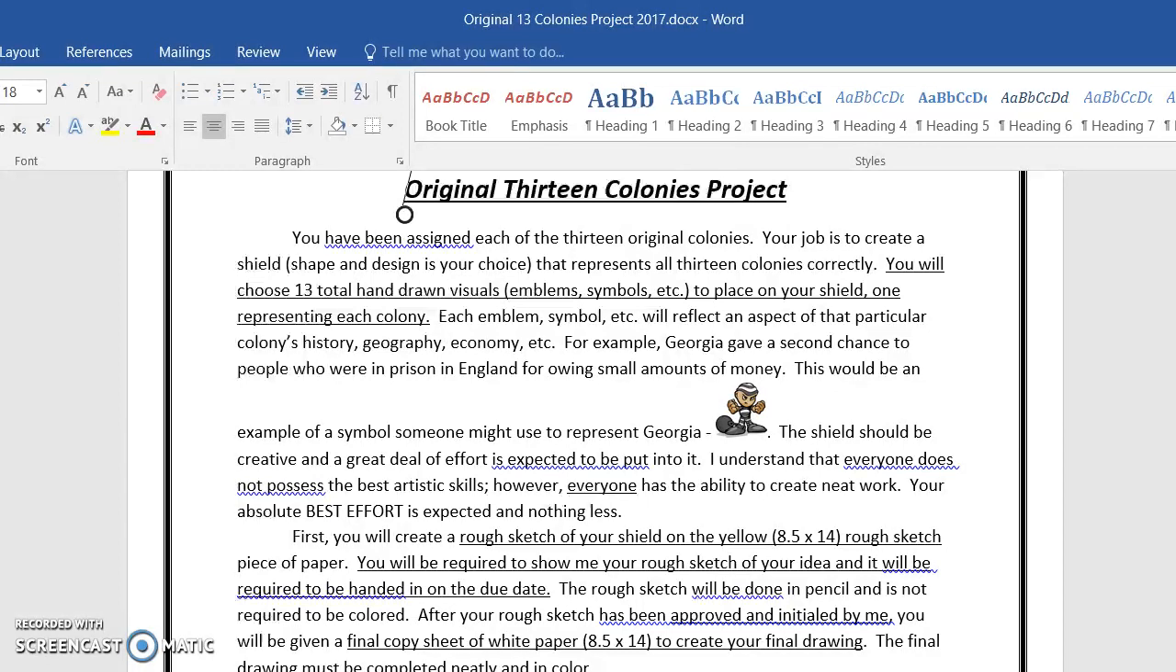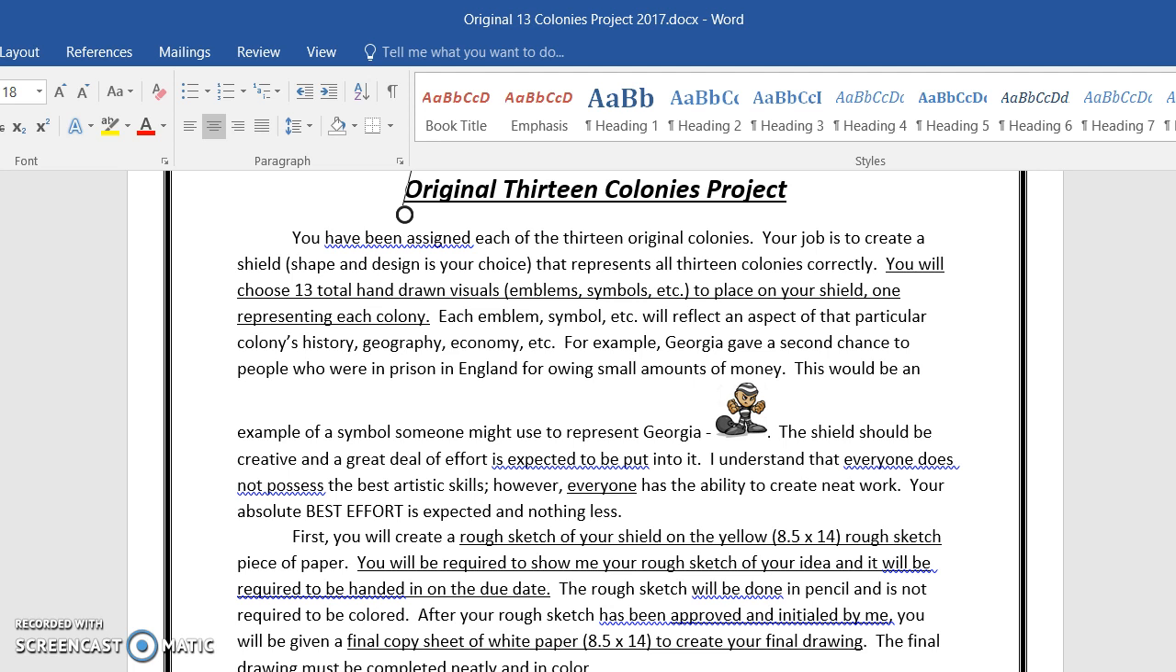So the shield should be creative, and a great deal of effort is expected to be put into it as you choose these symbols and emblems and put them on there. And as I have here, I understand that everyone does not possess the best artistic skills. However, everyone has the ability to create neat work. Your absolute best effort is expected, nothing less. It doesn't matter whether it's you or me looking at a project. You can tell whether somebody was coloring it on the bus on the way in, when you hit a speed bump or a pothole, whatever it may be. So everybody may not have the best artistic ability, and I would put myself in that category. I am not the most artistic person, even in the class that you were in or even close. But when it comes to best effort and neatness, it's very easy to tell.